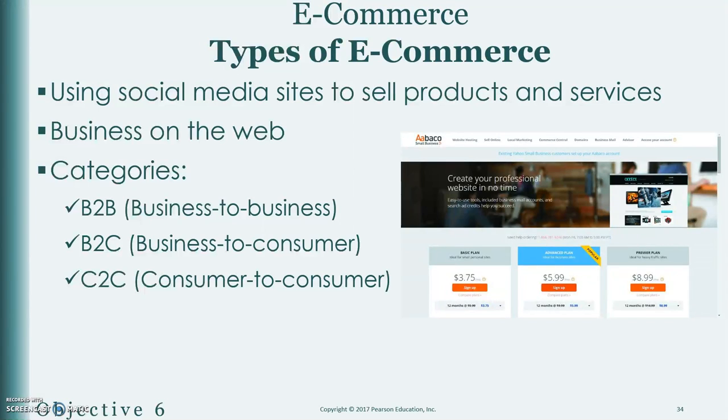So examples of consumer to consumer would be eBay or Craigslist or OfferUp, all those different types of sites. Business to consumer, obviously we're talking about anything you purchase online. So like Amazon, anything you buy online falls into this category.